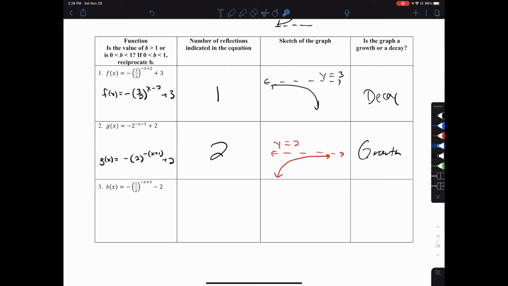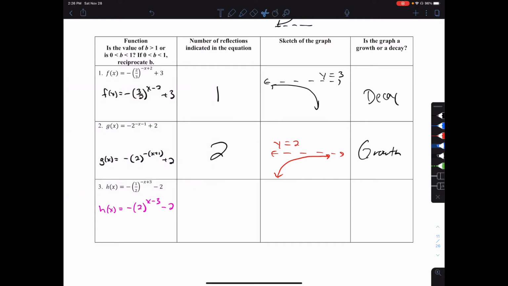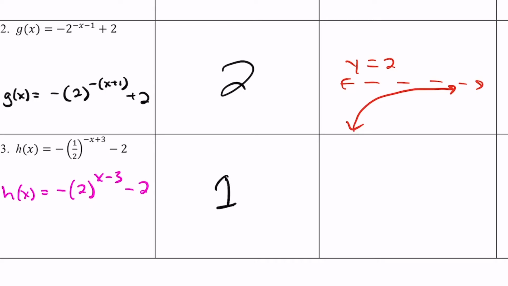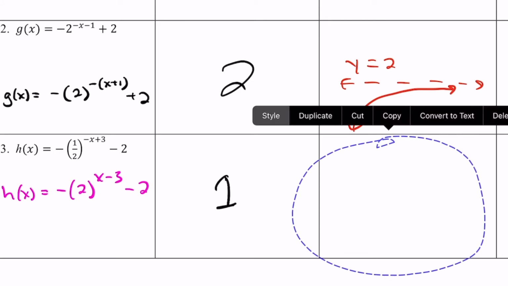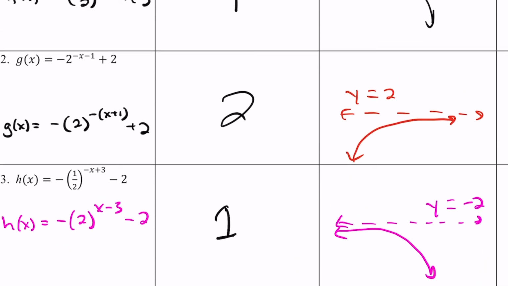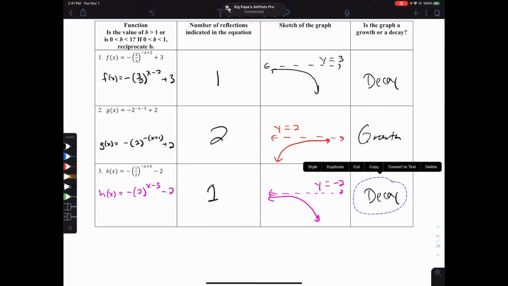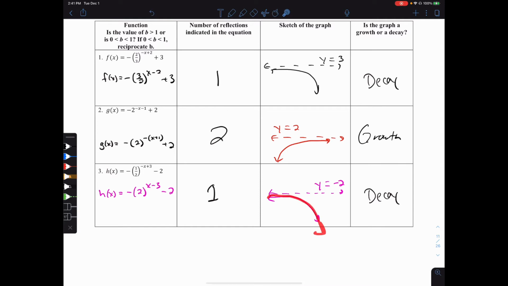Looking at number 3, the b value here is no good. The coefficient of x is also no good. We can fix that by reciprocating this and changing the sign of the exponent. This has no reflection. And that's going to be a very similar graph to the first one that we had drawn. It's growing away from the horizontal asymptote as it goes to the right, and it's growing down because it's below it. That gives us exponential decay. Decay just means that it's going down as you go to the right. Growth means it's going up as you go to the right.